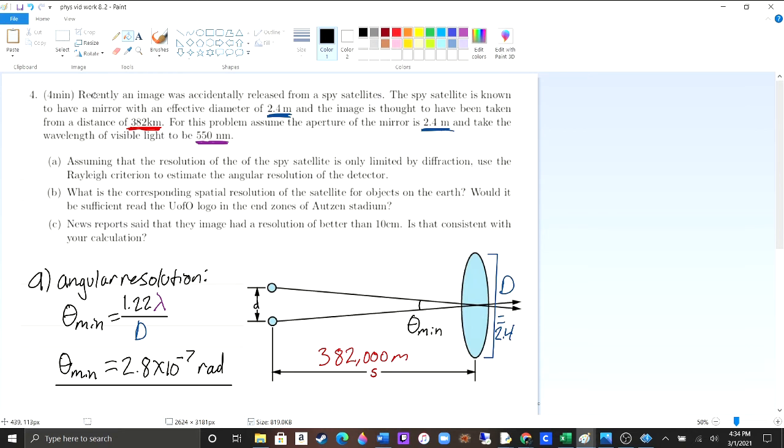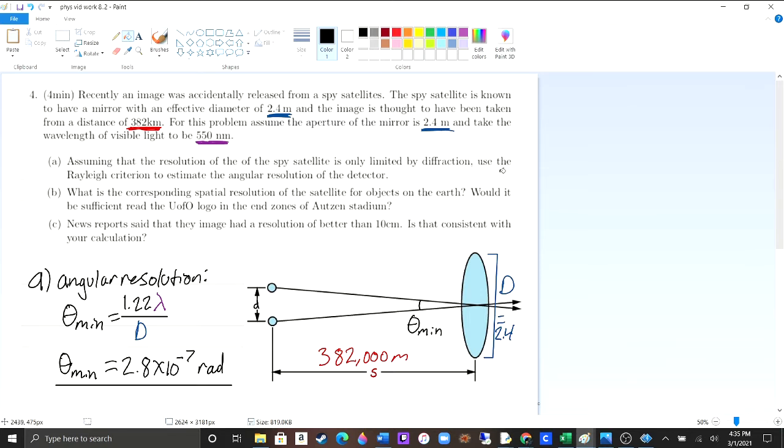So problem number 4 asks: recently an image was accidentally released from a spy satellite, and the spy satellite is known to have a mirror with an effective diameter of 2.4 meters, and the image is thought to have been taken from a distance of 382 kilometers. For this problem, assume the aperture of the mirror is 2.4 meters, and take the wavelength of visible light to be 550 nanometers.